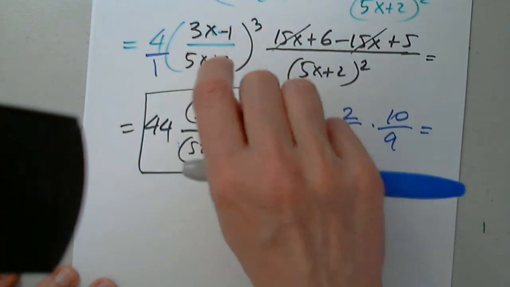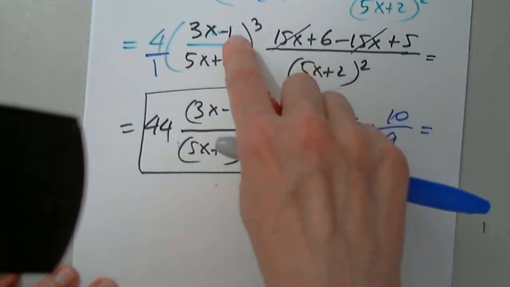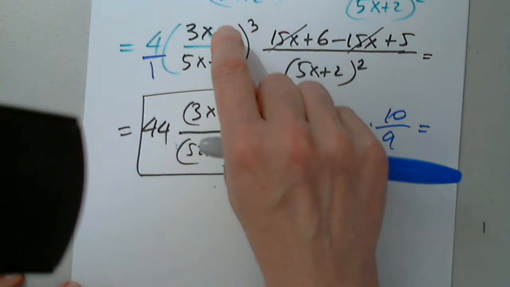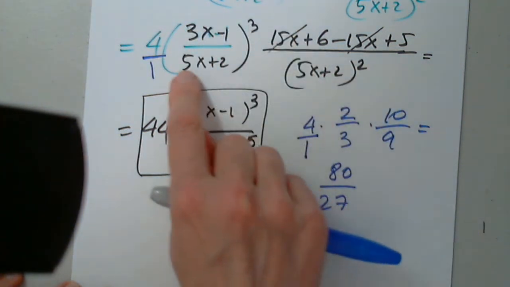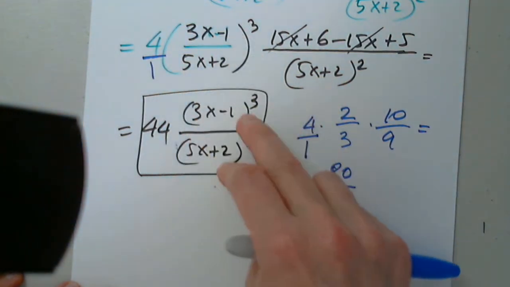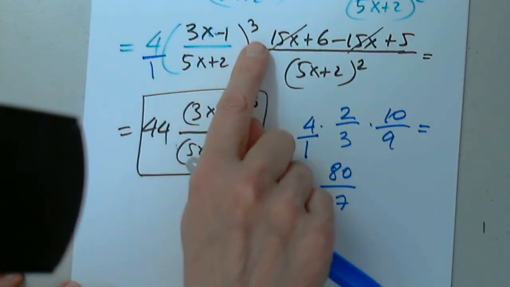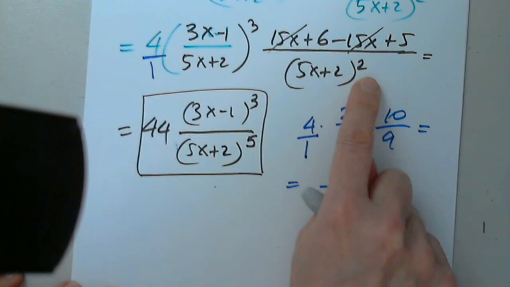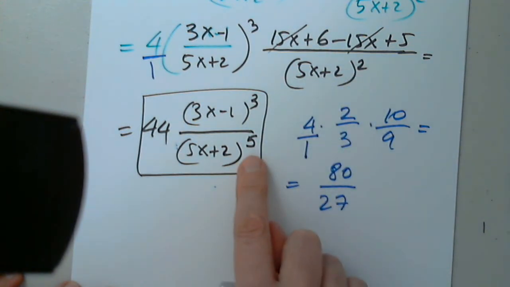So that's why I separated this fraction, as we said, it's the algebra, right? So 3x minus 1 to the third over 5x plus 2 to the third. I separated them like that because I realized that 5x plus 2 cubed times 5x plus 2 squared will be 5x plus 2 to the 5th. Thank you. I was just missing that.